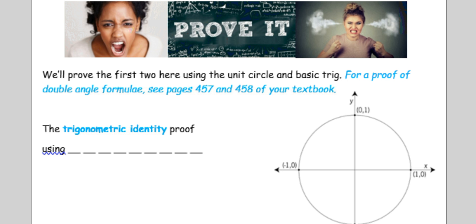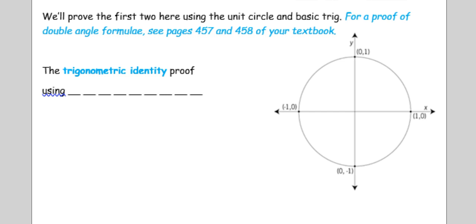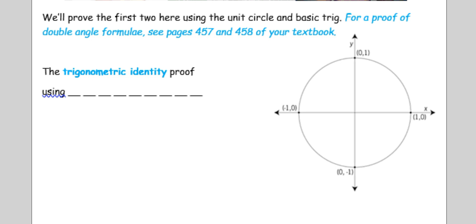So now we're going to prove the first 2. We're just going to prove the first 2 because that's quick. We'll prove the first 2 here using the unit circle and basic trig. For a proof of the double angle formulae, see pages 457 and 458 of your textbook. So the trig identity proof.